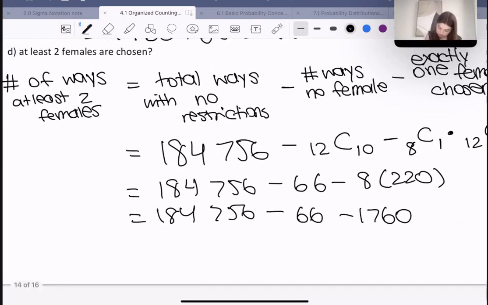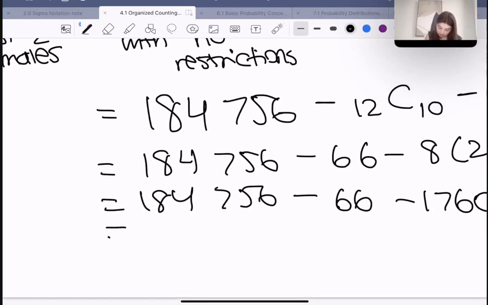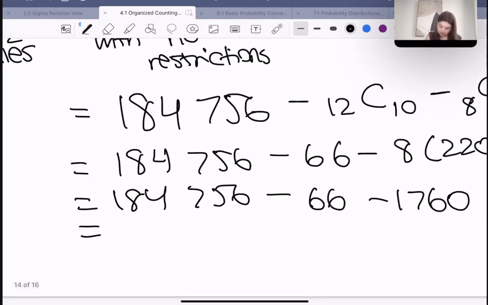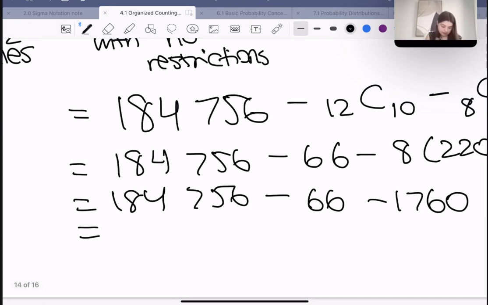So if we do the whole subtraction there, we're going to end up with 182,930, like that. Good. All right. So there's our answer.